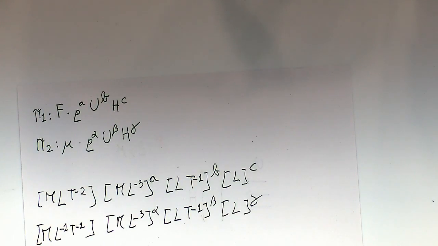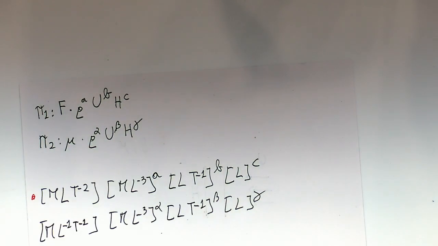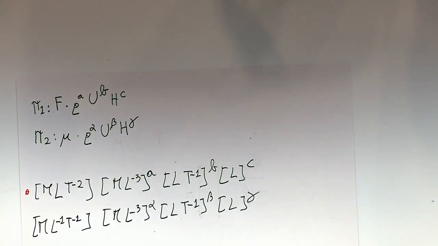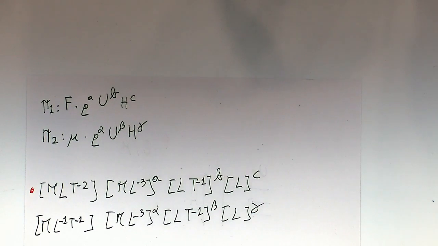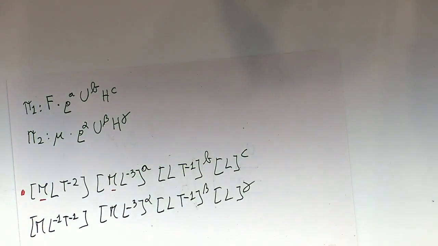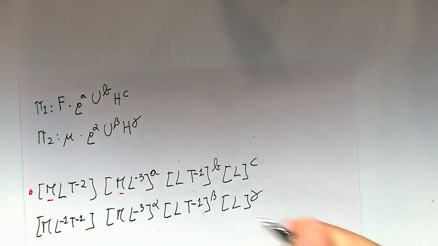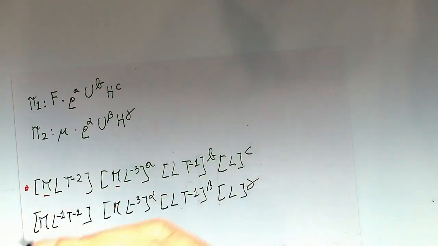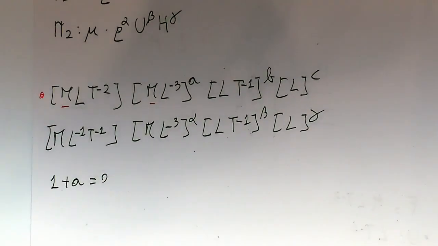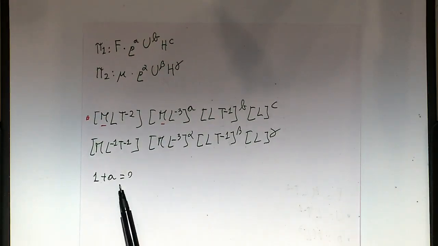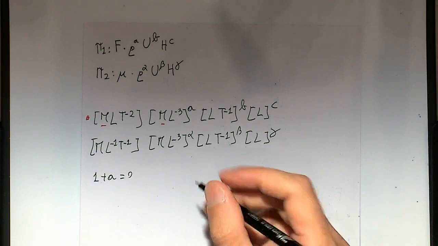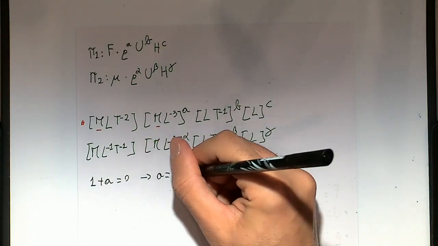Now, step number 7. We solve these equations. How we do it? Let's focus on the first group, pi 1. We have three variables, three dimensions, M, L, and T. M: we sum the corresponding exponents. Here M is to the power 1, here is to the power a. And we pose this sum equal to 0. From this, we obtain a equal to minus 1.